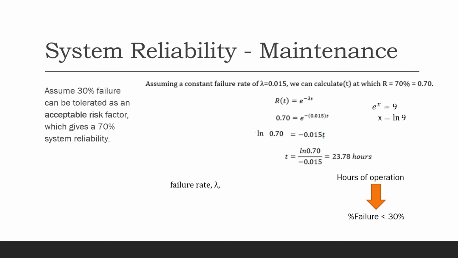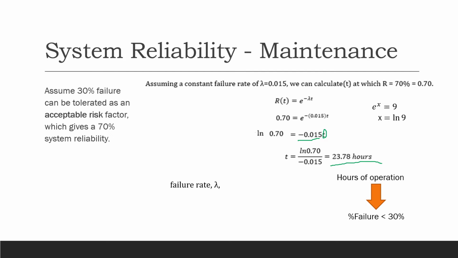Now we want to isolate t, so you move minus 0.015 to the other side. So t is the natural log of 0.70 divided by minus 0.015, and you will get 23.78 hours. That's the safe hours of operation.